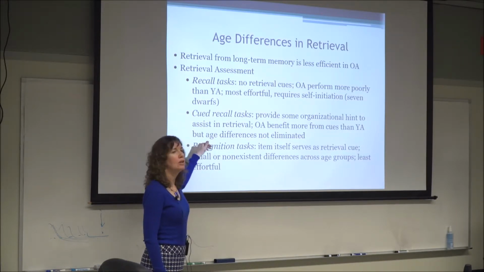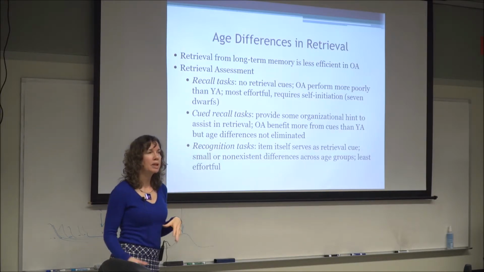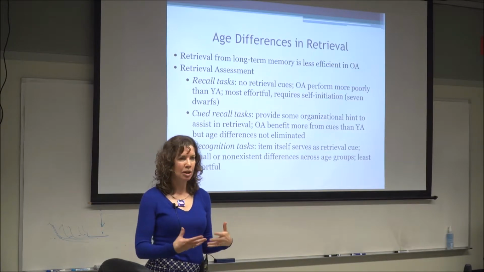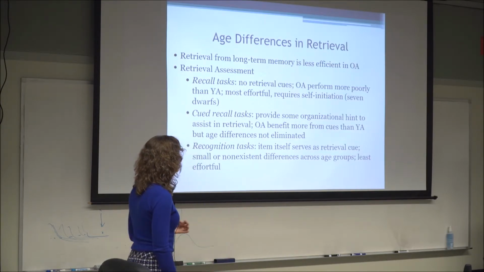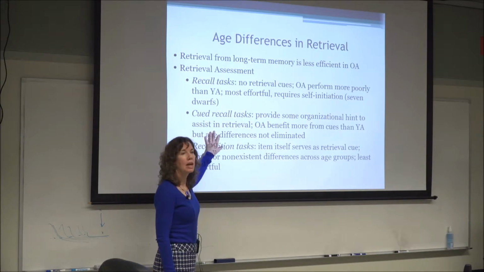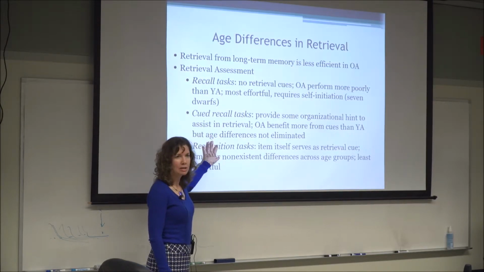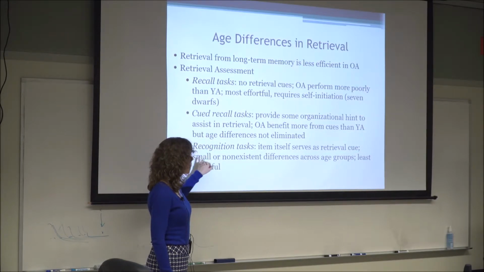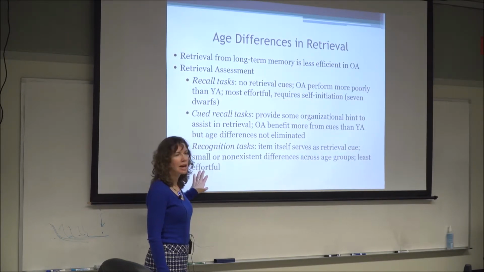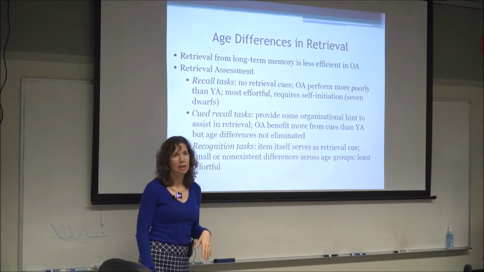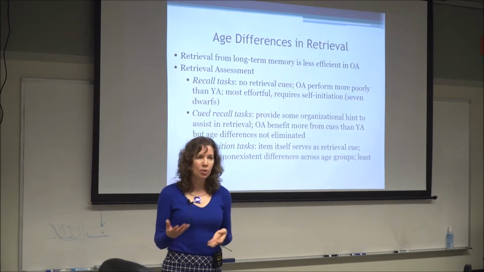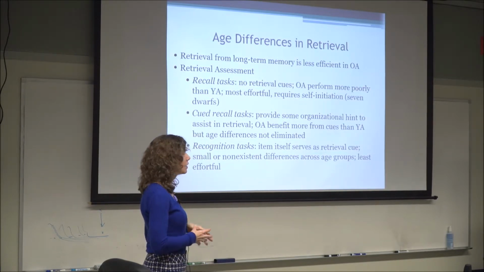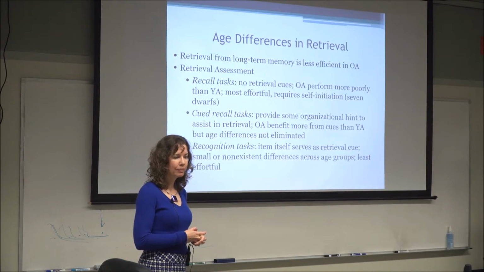So if we give cues, and these cues presumably help better organize and help the person go in and retrieve the information in a more organized way, we see the older adults benefiting, decreasing or even eliminating some of those age-related differences that we may see in the recall task. And then the recognition tasks, these are the least effortful, and we usually don't see differences between our older and younger adults in those situations. If we do, they're very, very small differences. Okay.